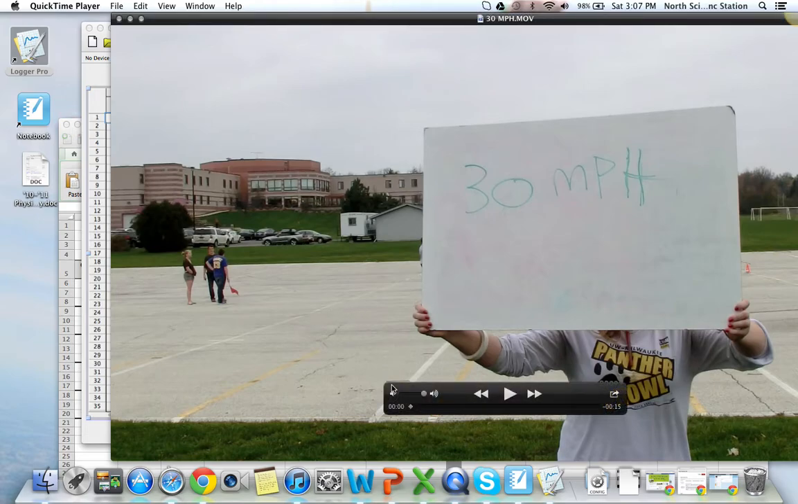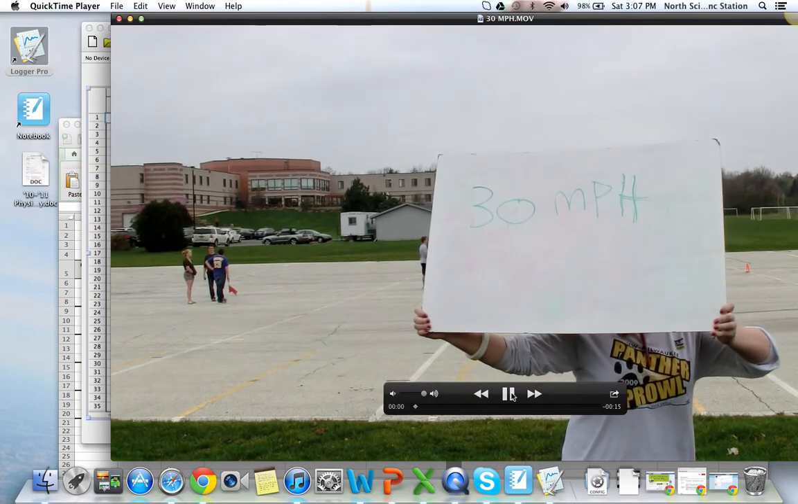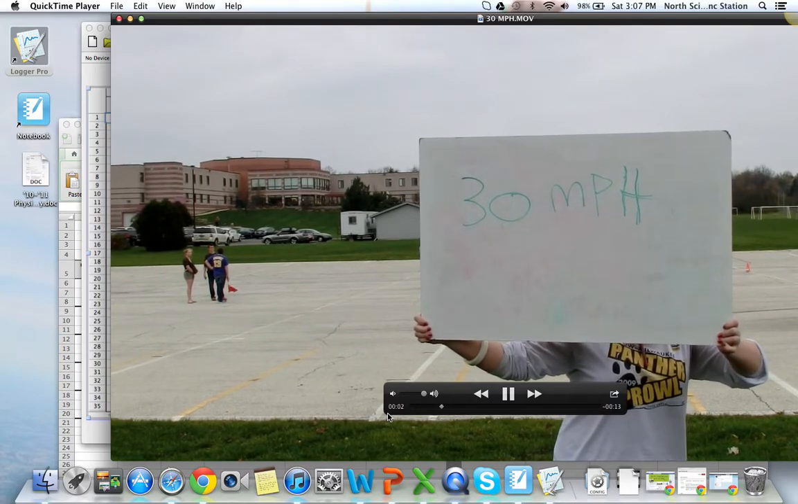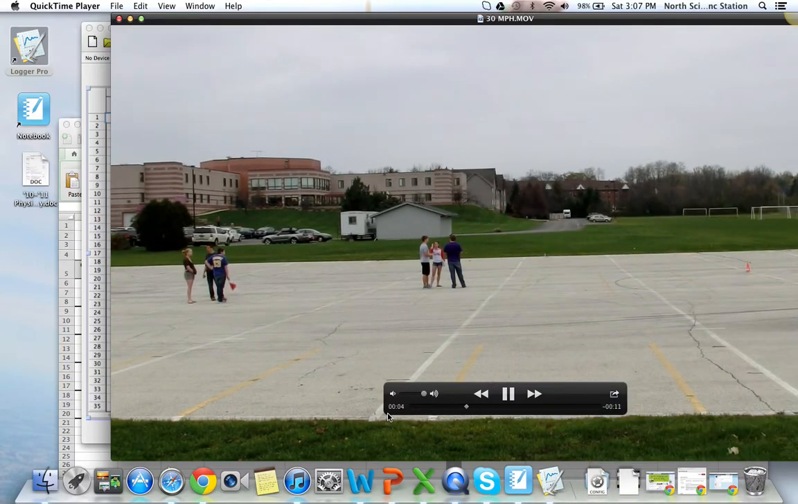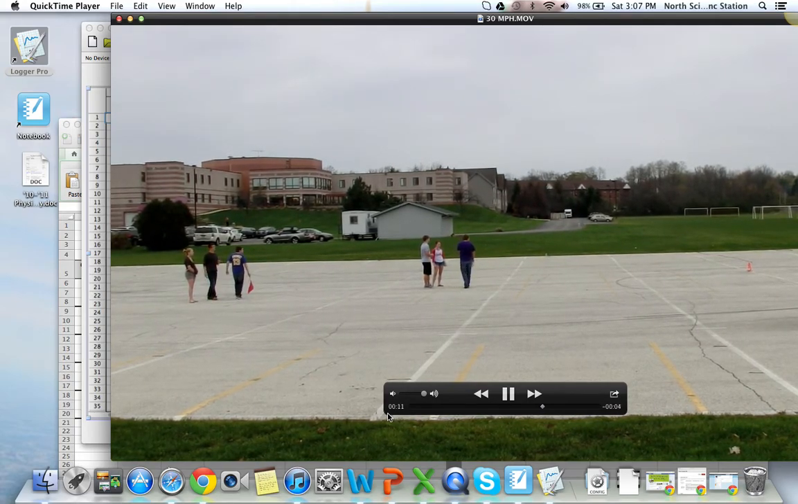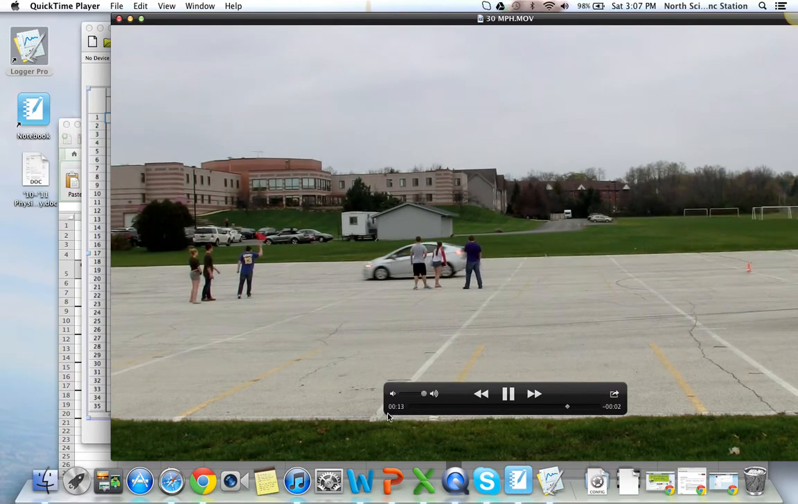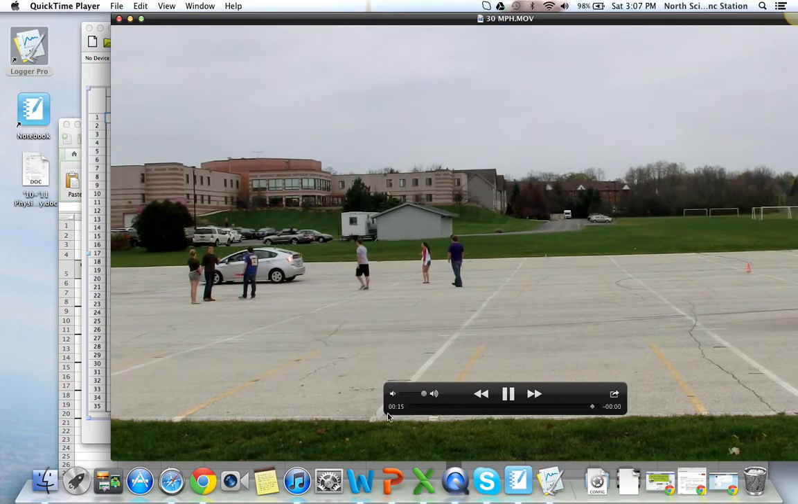So, to begin with, this is one of our videos, for example. We have this lovely 30 mile per hour video. And eventually you'll see that there's a car driving across. Now I'm going to show you how we're going to take this and analyze it within Logger Pro, and what I did to get the graph that you were looking at.